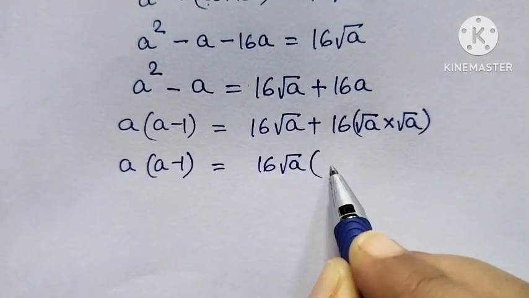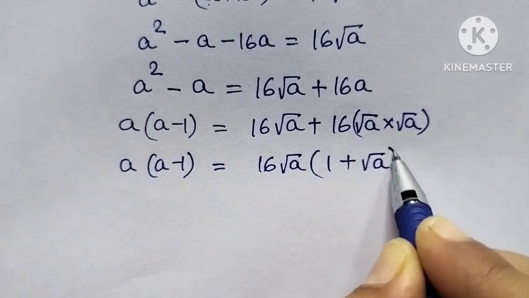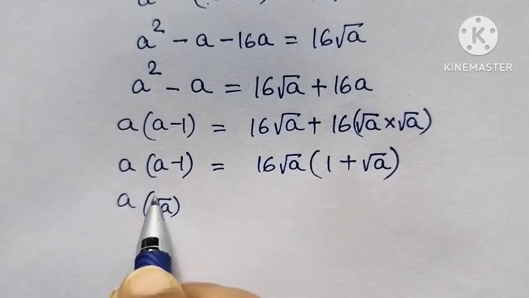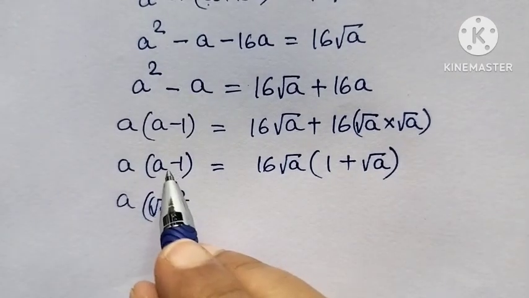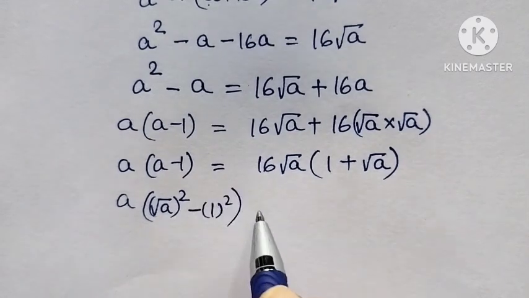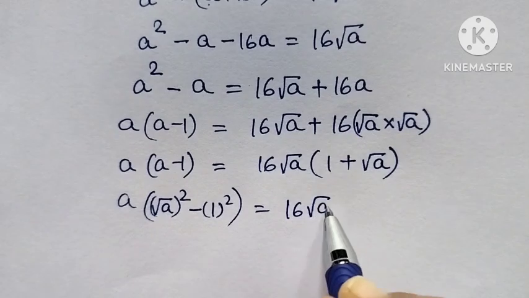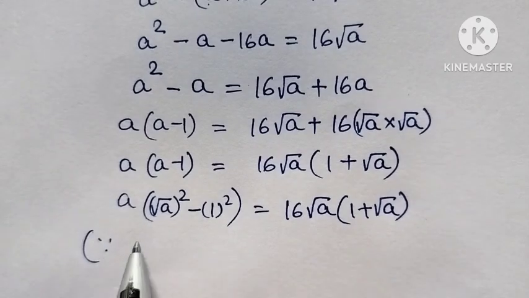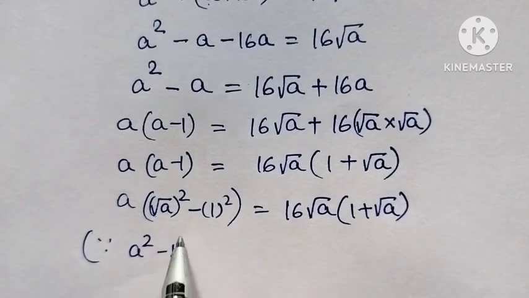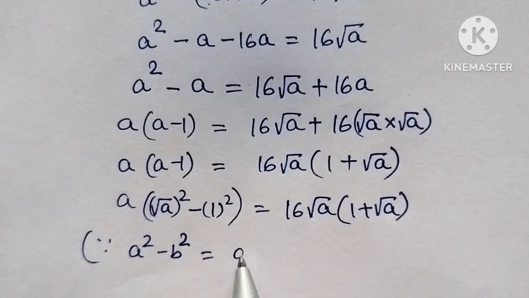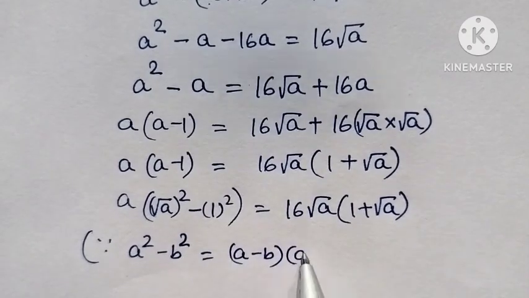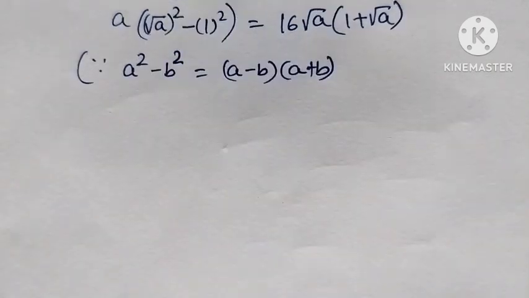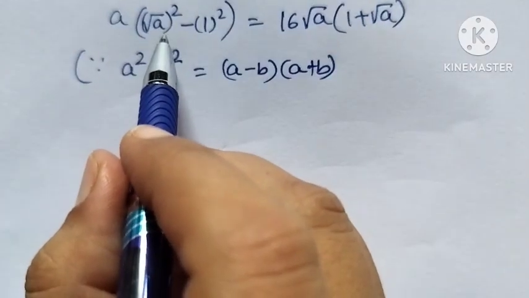Root a is common, then 1 plus root a. Then this a will be root a square. Root a into root a into a minus 1 is equal to 16 root a into 1 plus root a. We put the algebraic formula a square minus b square is equal to a plus b into a minus b. Yes, we apply the formula here.